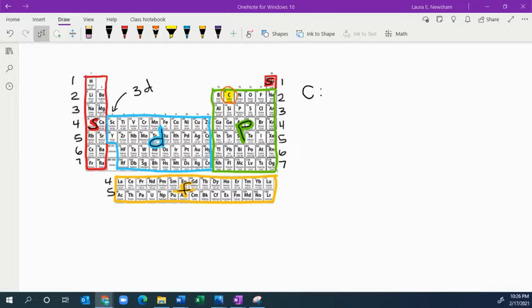Okay, my lovelies, let's do a couple examples of orbital notation, orbital diagramming. To make it a little bit easier, we're going to start with the electron configuration first and just see that connection to the orbital diagram. So in our first example, we're going to do carbon.